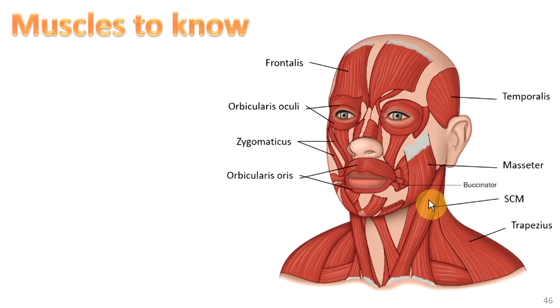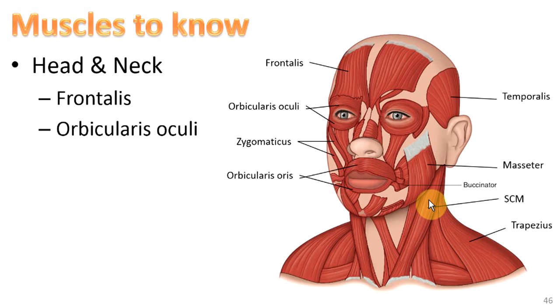So here are the muscles I want you to know on the head and neck. The frontalis. This muscle, as you can see, when it shortens, it's going to lift your eyebrows. So if you want to act surprised, you use your frontalis muscle, and it happens to be attached to the frontal bone, really the fascia on the frontal bone.